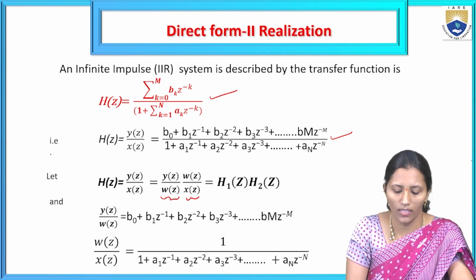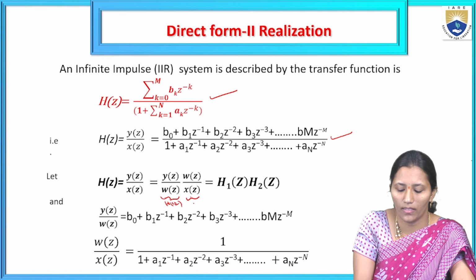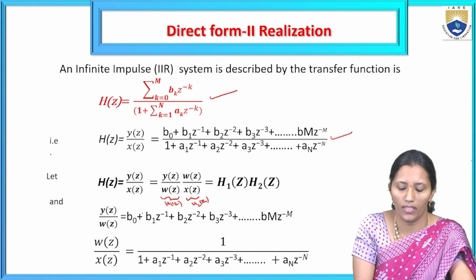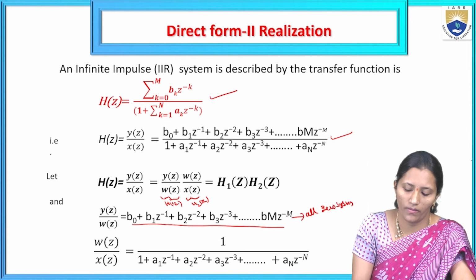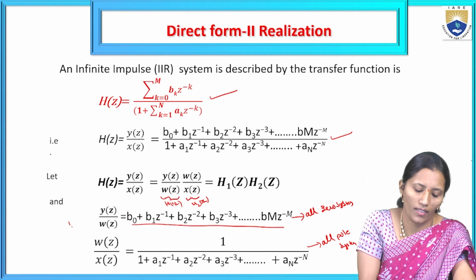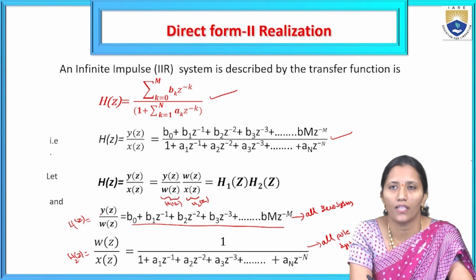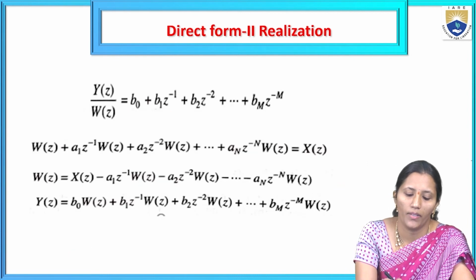Here, Y of z by W of z we can write as H1 of z, and this is H2 of z. Y of z by W of z, the numerator part, is the all-zero system, and W of z by X of z is the all-pole system. So what we discussed as direct form 2 is first realized by the all-pole system, followed by the all-zero system.